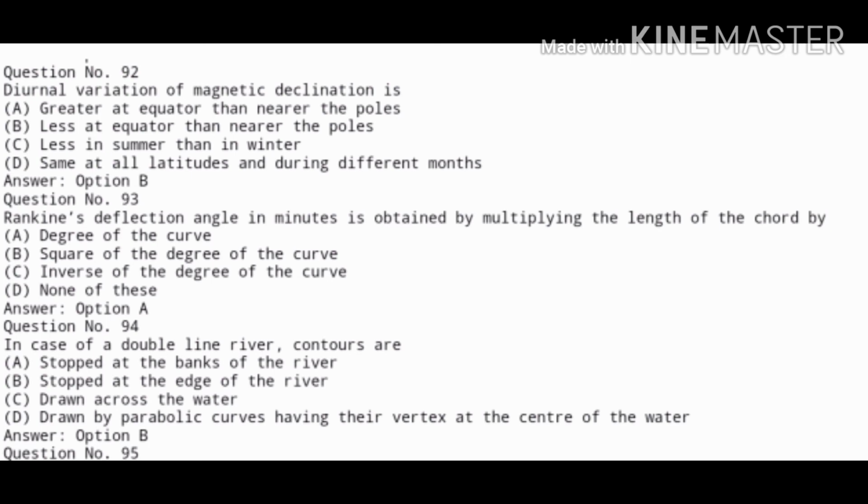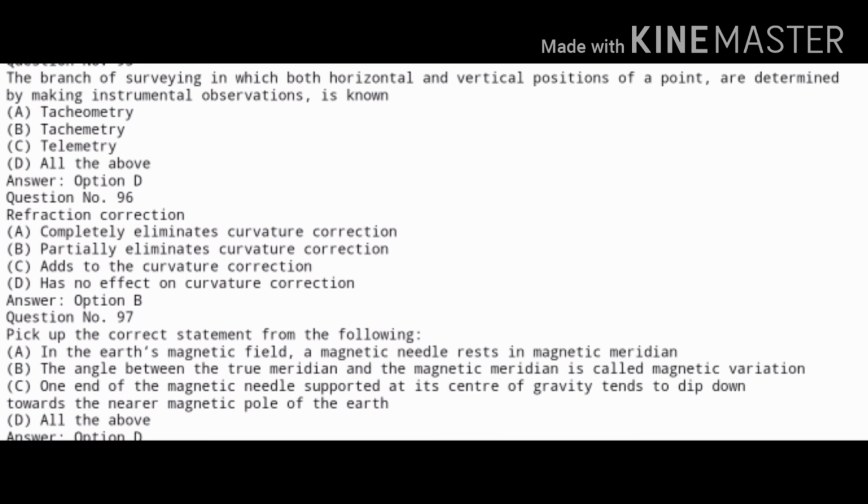Deflection angle is obtained by multiplying the length of the chord by the degree of the curve. In a double line river, contours are stopped at the edge of the river. Surveying in which both horizontal and vertical positions of a point are determined by making instrumental observation is known as tachymetry. Refraction correction partially eliminates curvature correction. The correct statement. Option D is the correct answer.